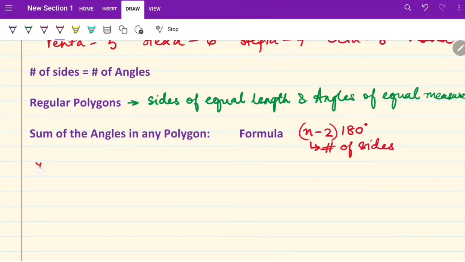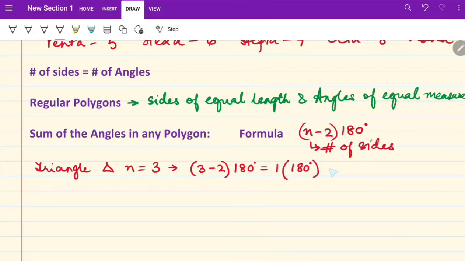So let's start by finding the sum of the angles of a triangle. The triangle is a three-sided figure, correct? So it has n equals 3. We plug in the value 3 for n and perform the calculation: (3 minus 2) multiplied by 180 degrees, which is 1 times 180 degrees. Therefore, the sum of all the angles in a triangle is 180 degrees.